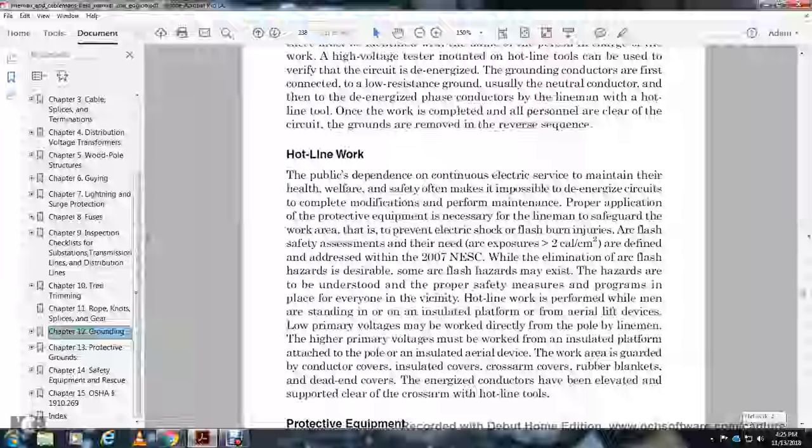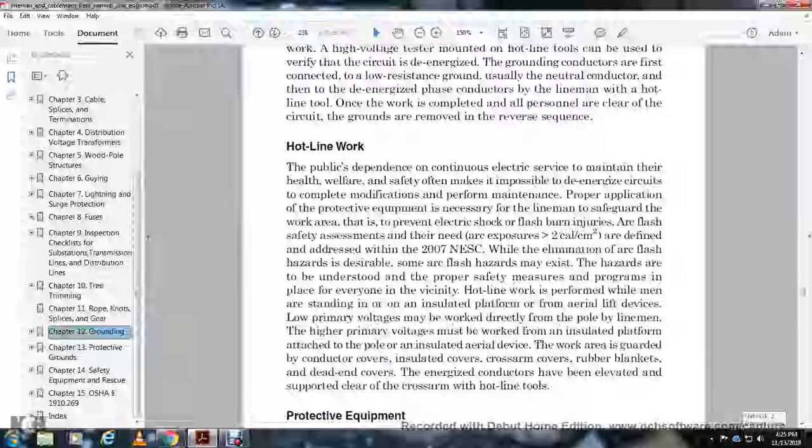Hazards are to be understood, with proper safety management programs. Hotline work is performed while men are standing on an insulated platform, such as aerial lift devices. Low primary voltages may be worked directly from the pole by the lineman. High primary voltages must be worked from an insulated platform attached to the pole or an insulated aerial device. The work area is covered: cover the conductors, cover the insulators, cover the crossarm with rubber blankets, and cover the energized conductor, which has an elevated support clear of the crossarm, with hotline tools.